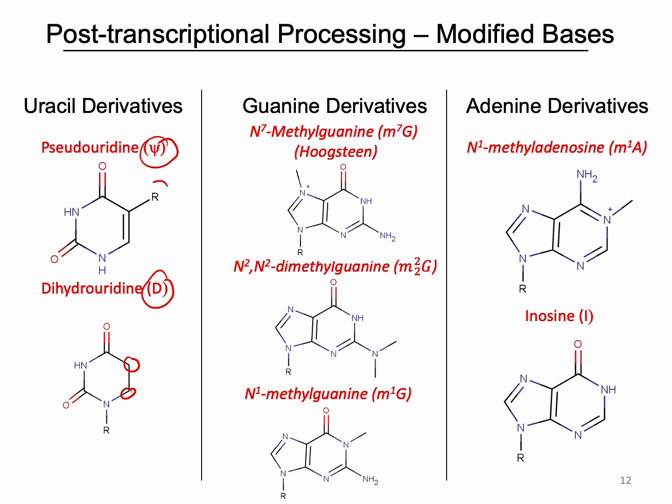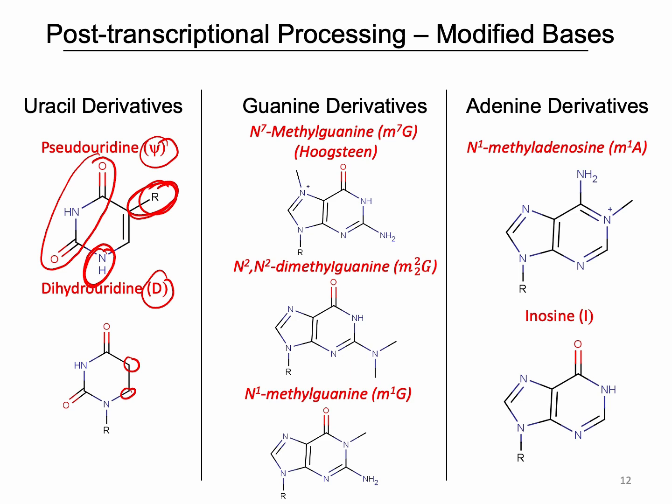Pseudouridine actually has the ribose attached at a different point. Normally, the ribose is attached to this nitrogen. It's rotated so that ribose is attached to this carbon. As you can imagine, that will impact the way that the Watson and Crick face is presented to a helix.